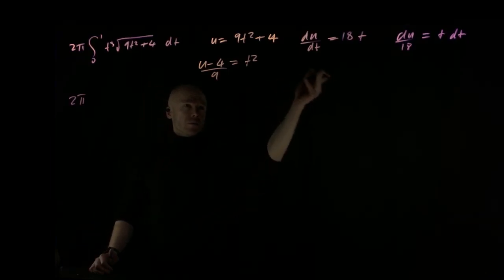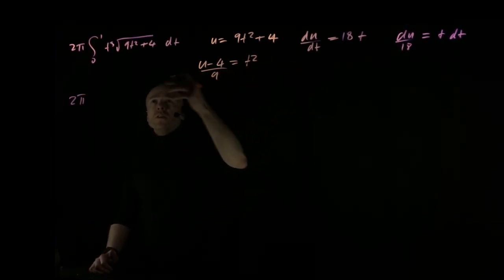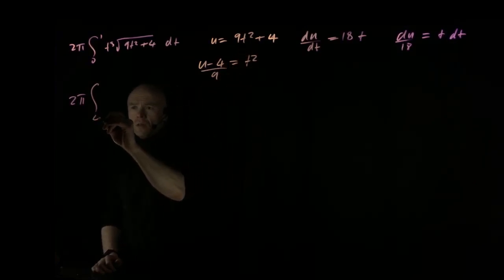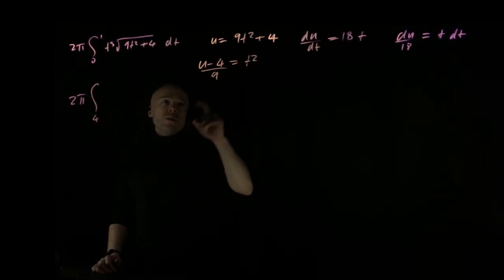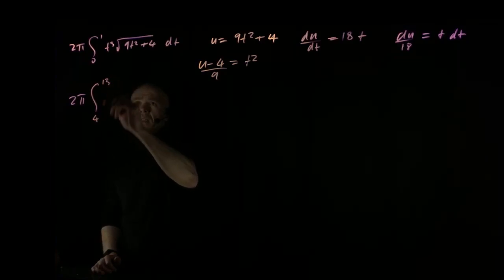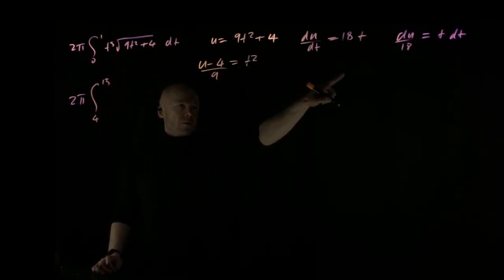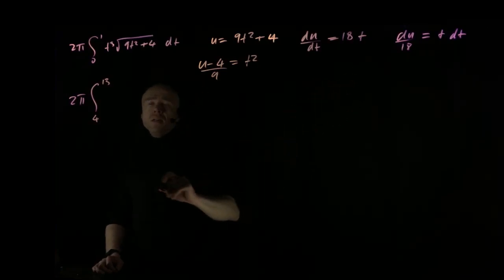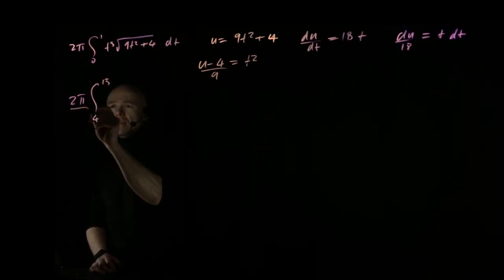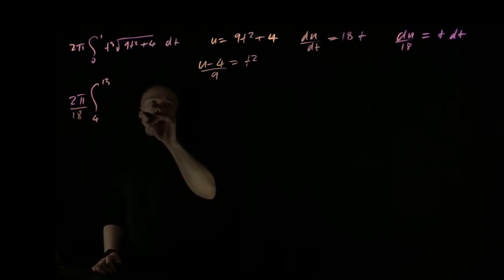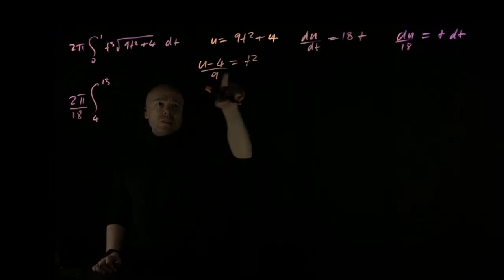Since we've now changed into u, we have to change the limits of the integration. So when t is equal to 0, we have 4. And then when t is equal to 1, we have 13 right here. We're taking out one t and putting it next to the dt in order to get rid of the t dt, right? So that gives us a factor of 1 over 18. Let's put it right here. And we're replacing the t squared by this stuff.